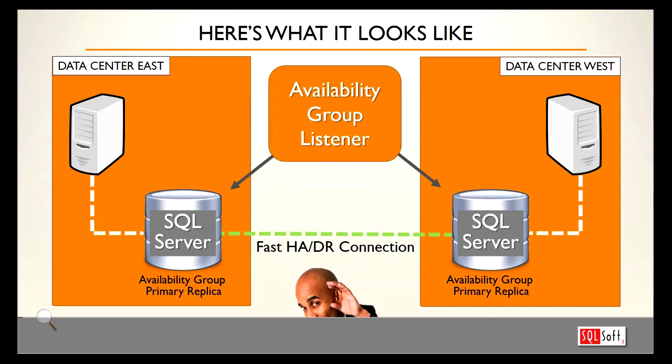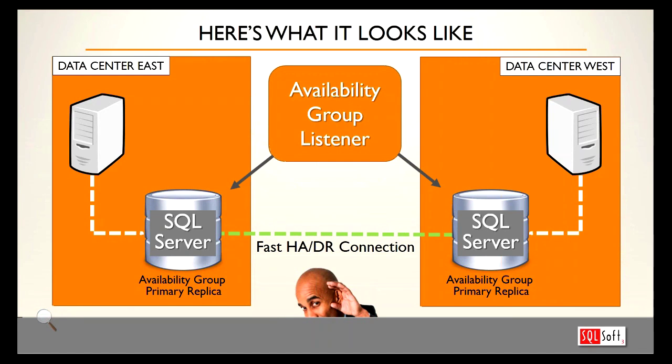So the full topology will look something like this. We have a SQL Server primary replica in one data center with its own independent storage. A tunneling protocol or a private network is used to connect it to Data Center West, the secondary replica. The writes as they occur on the primary might synchronously or asynchronously take place on the SQL Server in Data Center West, the secondary.